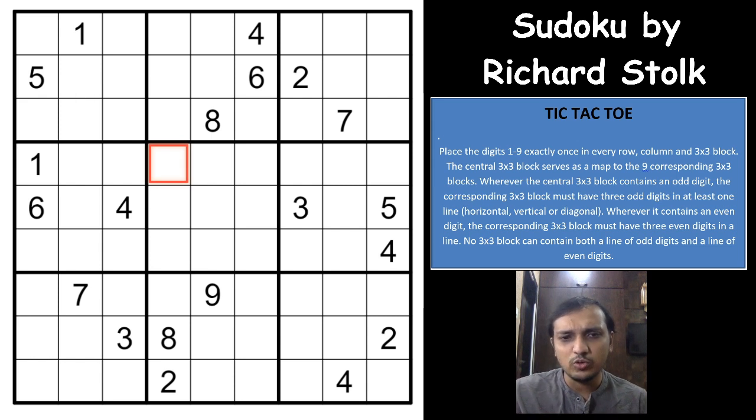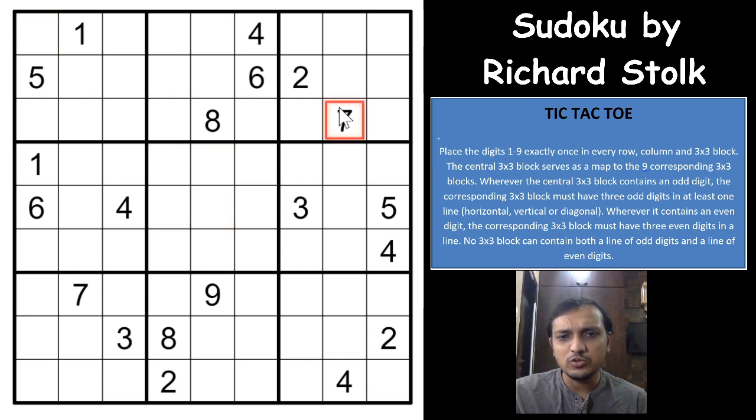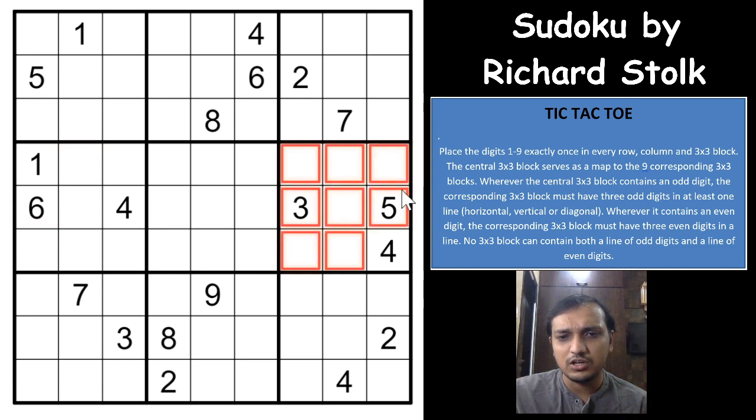So again I will brief you with the rules. This is the main box here. Each cell corresponds to a 3 by 3 box in the whole grid. Wherever you have an even digit in the center box, the corresponding 3 by 3 box will have 3 even digits in a straight line, either diagonal, vertical or horizontal. You cannot have odd digits in a straight line if you have an even digit in the center box. And if you have an odd digit in the center box, you can never have even digits in a straight line in that corresponding 3 by 3 box. And with that we'll start solving this Sudoku. There are a few things that you have to keep in mind while solving this variant.